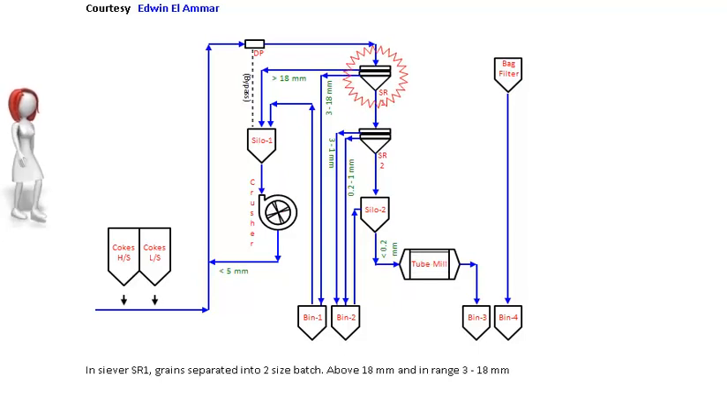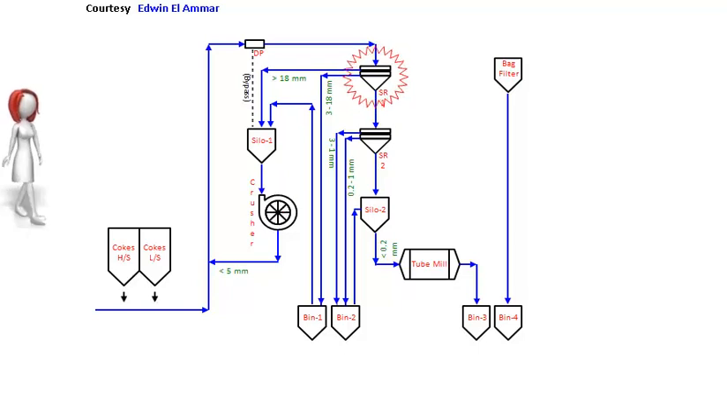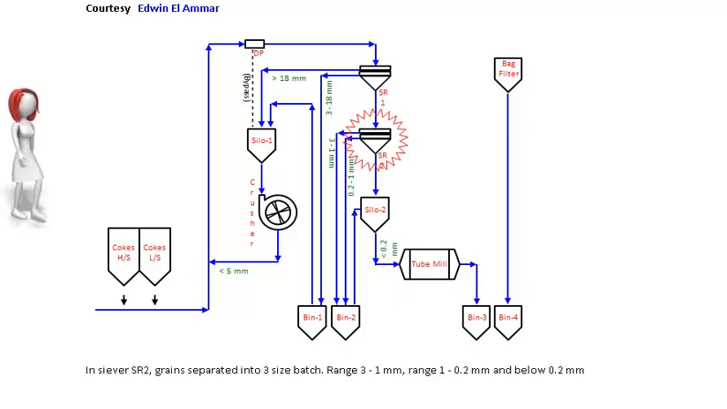In sieve SR1, grains are separated into two size batches: above 18 mm and in the range 3 to 18 mm. In sieve SR2, grains are separated into 3 size batches: range 3 to 1 mm, range 1 to 0.2 mm, and below 0.2 mm.